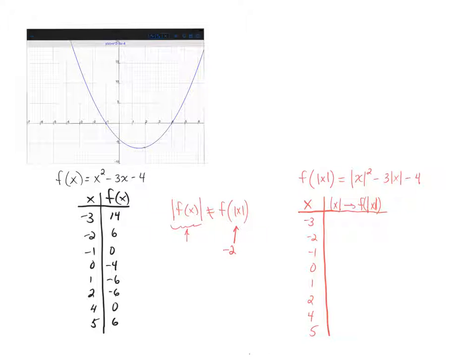So if we kind of walk through this process and take a look at what happens to -3, for example, if we plug it into this function. First thing that happens to -3 is it's going to get absolute valued. So then we'd be squaring that, and then subtracting 3 times 3, and then subtracting 4, and we'd get 9 minus 9 minus 4.